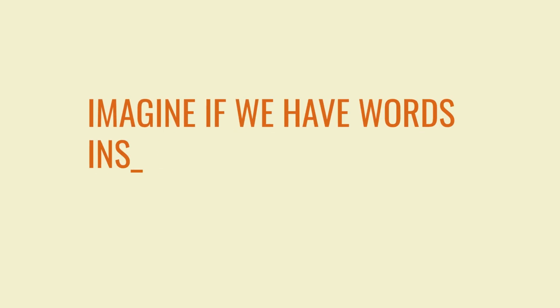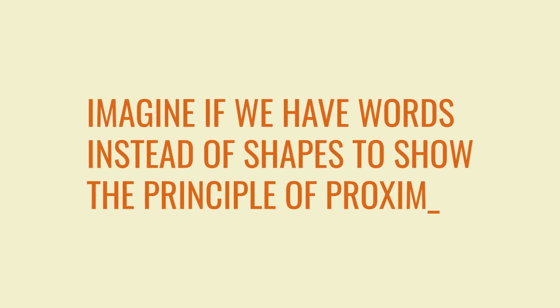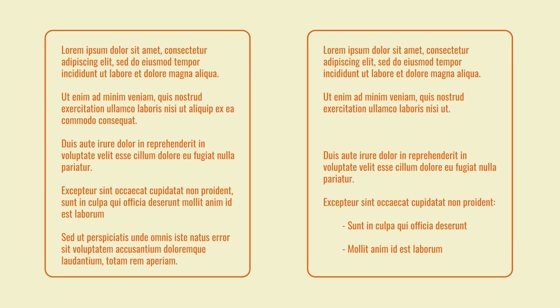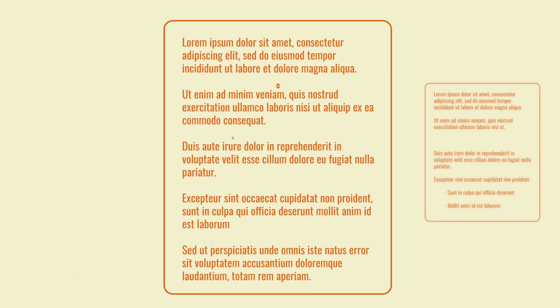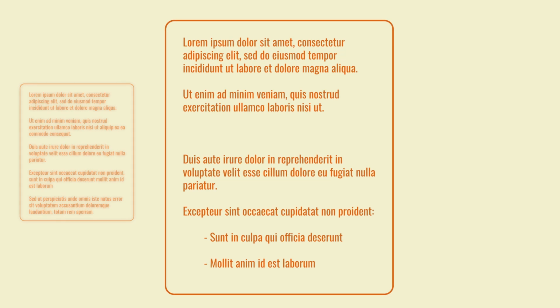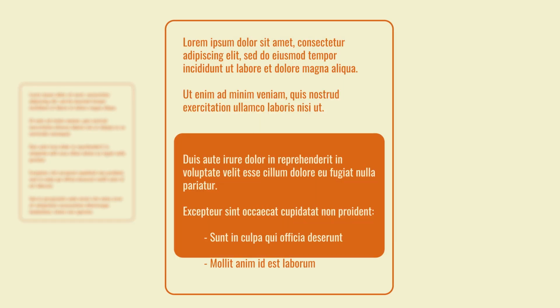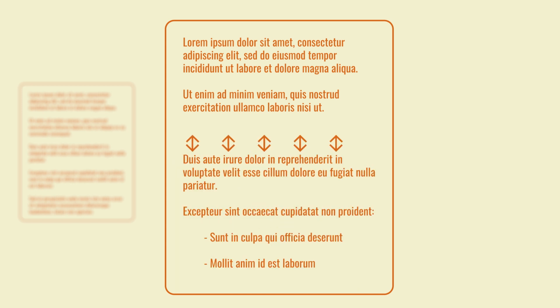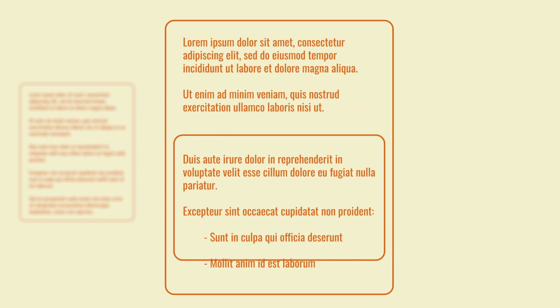Imagine we have words instead of shapes to show the principle of proximity. On the left side, think of a list where all the words are spaced the same way and lined up neatly. This makes it look like everything in the list is equally important and part of one big group. Now on the right side, picture 2 separate lists. The space between these 2 lists is bigger than the space between the lines in each list. This helps our brains see them as 2 different groups of words, not just one.